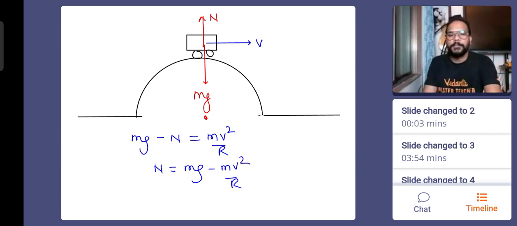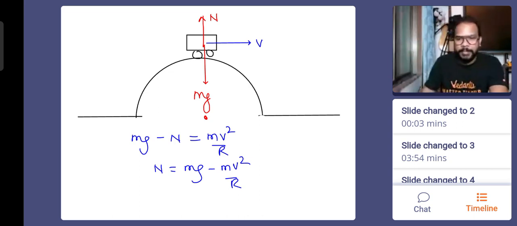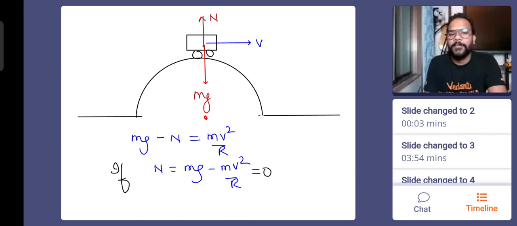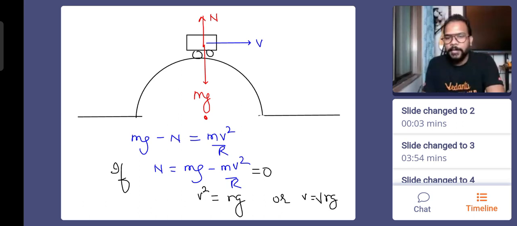It is mg minus mv square by r. Is mg a constant force? क्या mg का value constant है, right? So if there is a certain velocity with which you cross the speed breaker, then the normal can become zero. If this value becomes zero, then what do you get? You get v square is equal to rg, or you get v equal to rg under root.